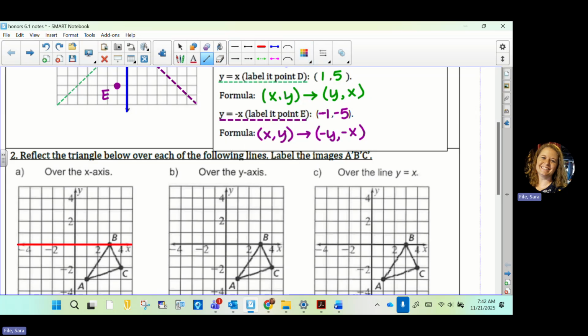So if I flip this image, some of you, it's easier to do this graphically and just say, well, B is on the x-axis. So if I go over the x-axis, that's not moving. C is 2 below, so it should be 2 above. A is 3 below, so it should be 3 above. So here is my image given that pre-image.